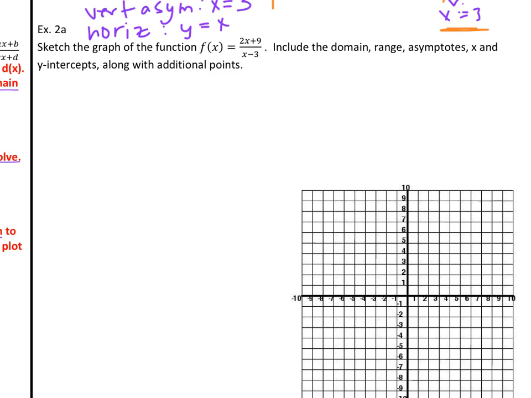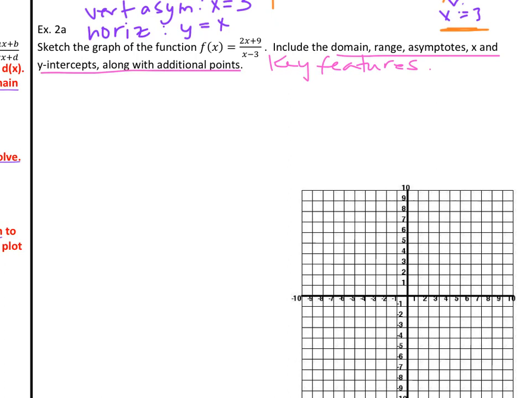Example 2a, sketch the graph of the function f of x equals 2x plus 9 divided by x minus 3. Include the domain, range, asymptotes, x and y intercepts, along with additional points. So these are all known as our key features. And we'll follow all the steps on the left-hand side to get them. Notice the left-hand side didn't say long division, so we don't have to do that part.